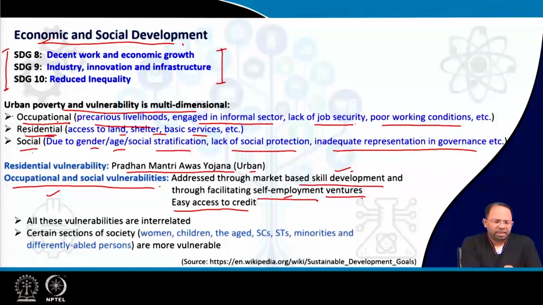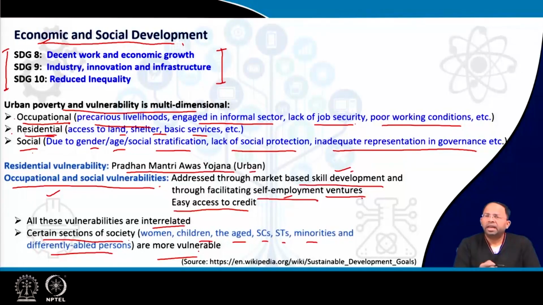So, as you can see, all these different vulnerabilities are interrelated. So we cannot just talk about one and ignore the others. Certain sections of society, again, women, children, the aged, SC/STs, minorities and differently abled persons, are more vulnerable. So whenever we are implementing any programs for skill development or self-employment, or for that matter any kind of social development or social welfare schemes, we should make sure that these vulnerable groups are well taken care of. Otherwise, they may not get those particular benefits. So this is the focus whenever we design this kind of program or scheme for urban areas. We have to be careful that these vulnerable groups should not be missed out. This we will also discuss in detail in the last lecture of this particular module.